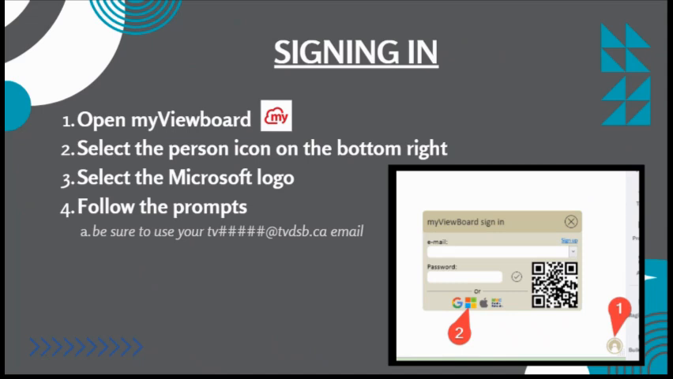What will pop up is then your SSO login. For this, be sure to use your TV numbers at tvdsb.ca and not your alias. It will not connect you if you're using your name email. So if I did l.bb@tvdsb.ca, it will not work. I needed to use my TV numbers, just like we do with Canva. So that part is really, really important. And then follow the prompts that it tells you.